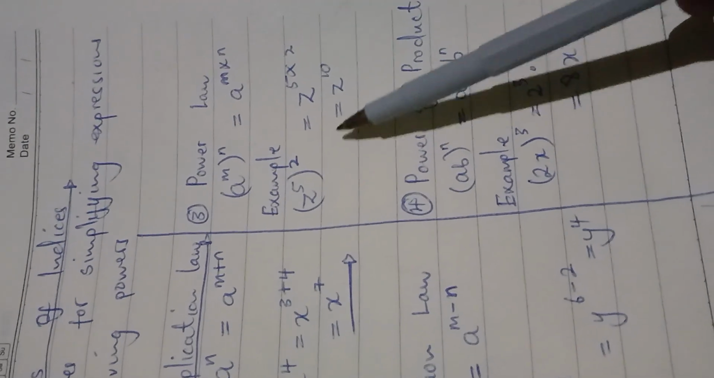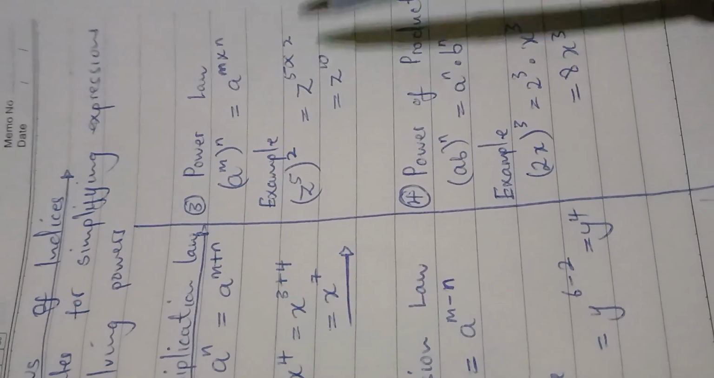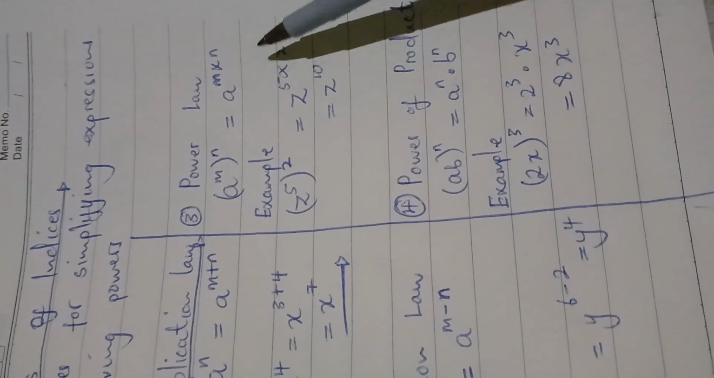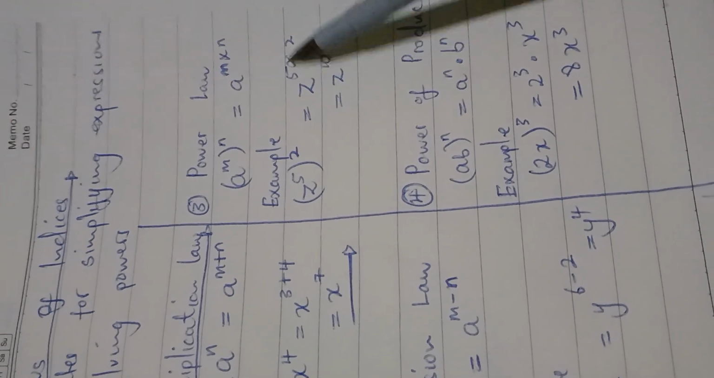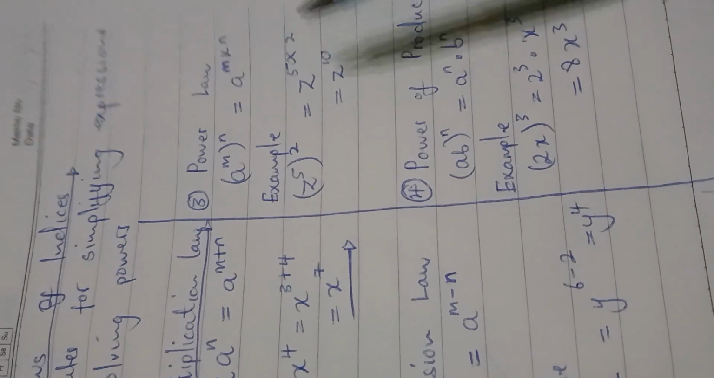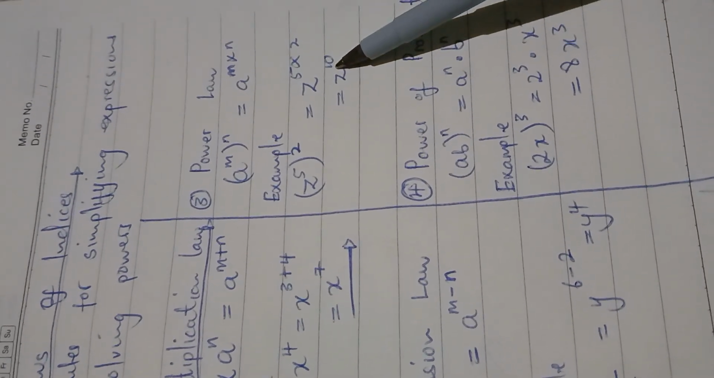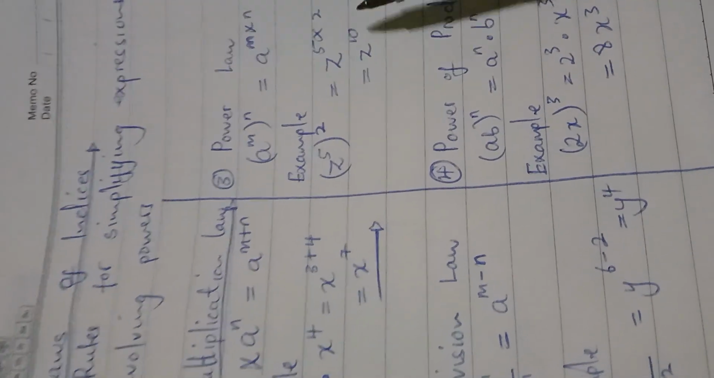So in an example, we have z to the 5 squared, which means the law states that we are multiplying powers. So z to the 5 multiplied by 2. And then 5 multiplied by 2 is equal to 10. So our final answer becomes z to the 10.